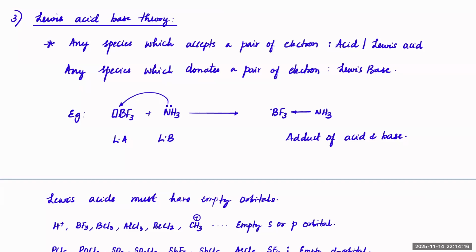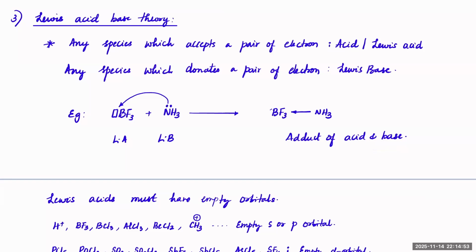So you can see ammonia has a lone pair on it. BF3 has an empty p orbital. So the lone pair can be donated to the empty p orbital, thus making a coordinate covalent bond. If you recall, we learned this in chemical bonding also: a coordinate covalent bond is a result of attachment between a Lewis base and a Lewis acid. The Lewis base is giving the electrons, the Lewis acid is accepting them. That's how we get the coordinate covalent bond, which is the adduct between acid and base.